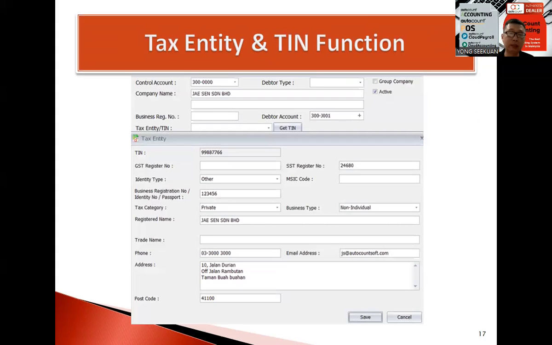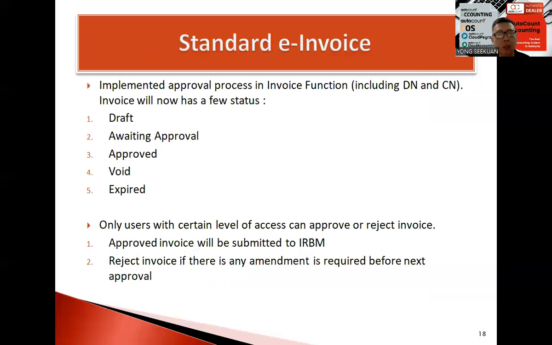So that is some of the fields. I make it bigger, to let you see more clearly what fields you are required to fill in. So we have three types of invoice. So how are we going to implement this in the e-invoicing module in this AutoCount?